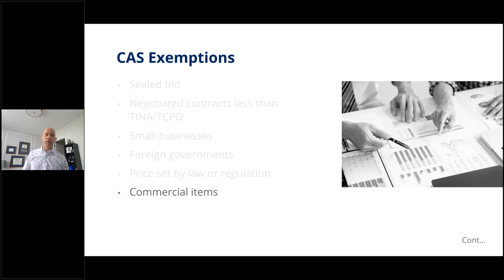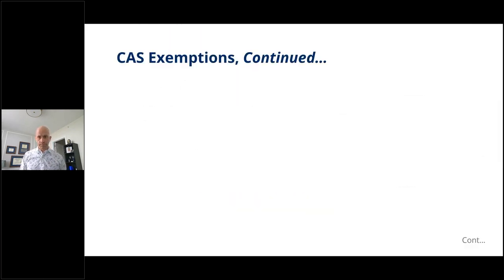Again, you can have negotiated contracts that are less than the threshold. We don't deal much with sealed bid stuff, though there is certainly a fair amount of that goes on. But I would say that the small business and commercial item exemptions are the two main ones that we typically deal with.